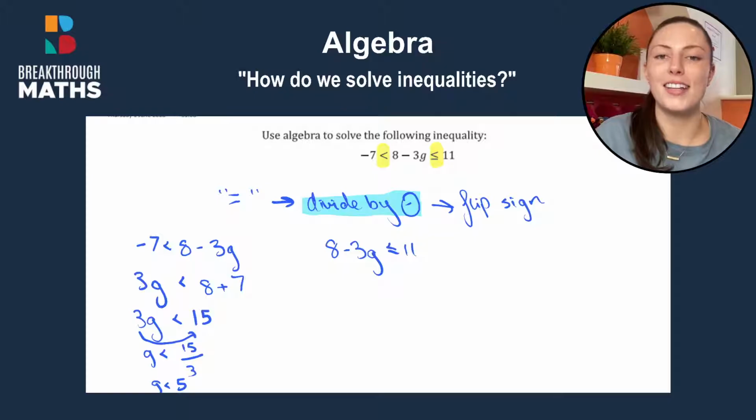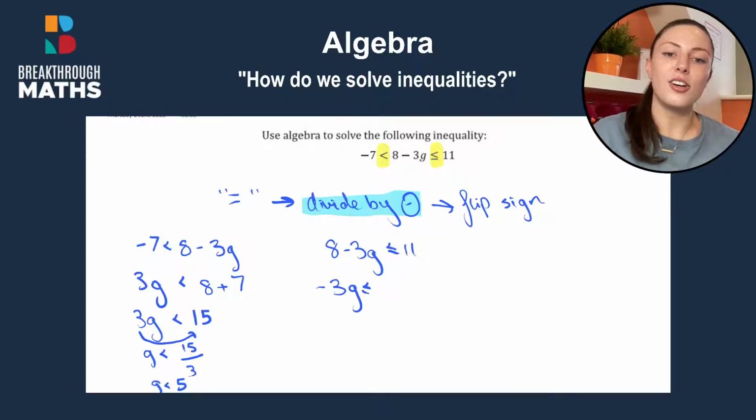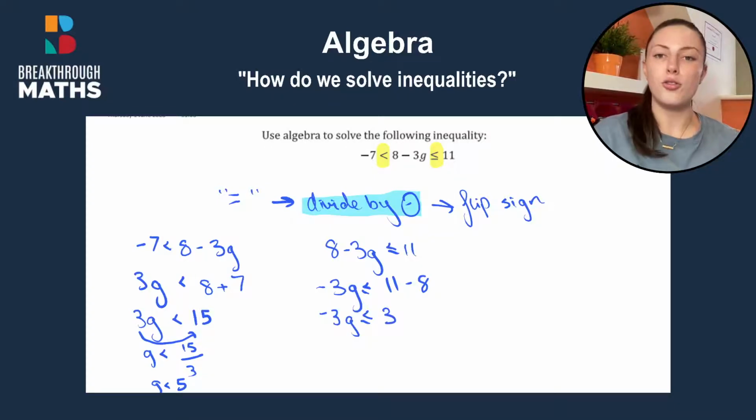Okay, now for the right hand side. We keep our minus 3g to the left, and it's going to be less than or equal to 11 minus 8. So minus 3g is going to be less than or equal to 3. So to get g here by itself, we'd have to divide 3 by minus 3.